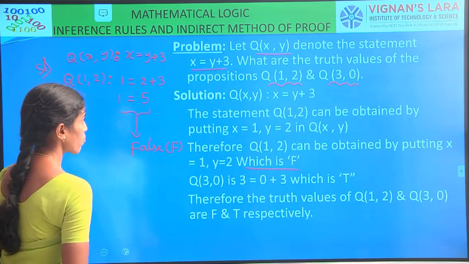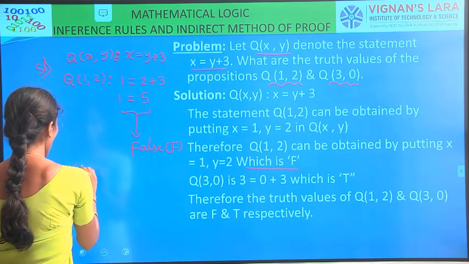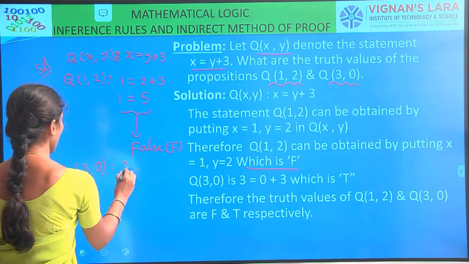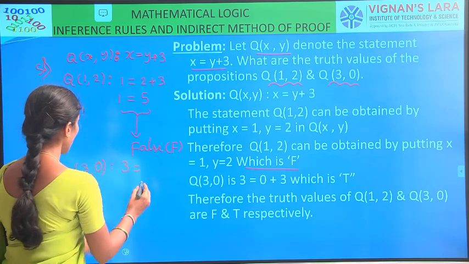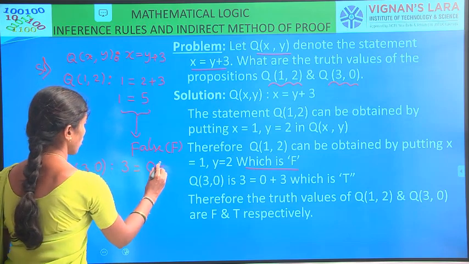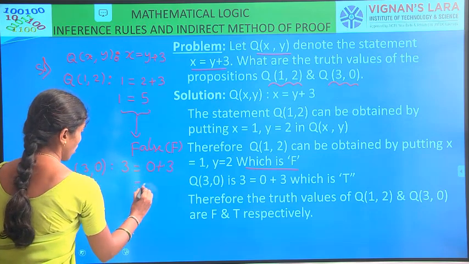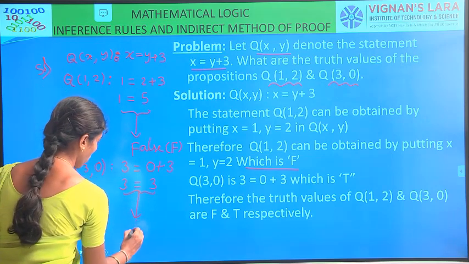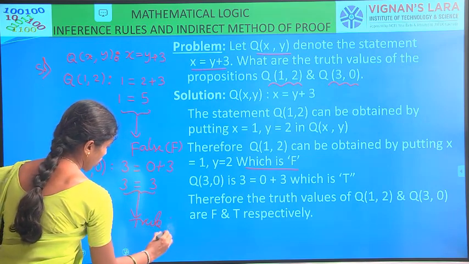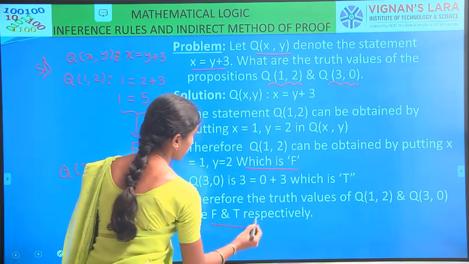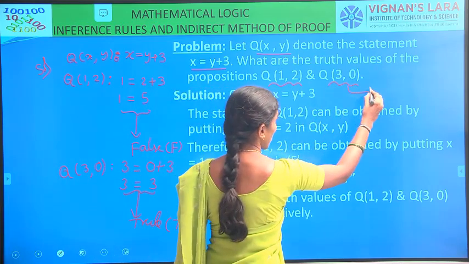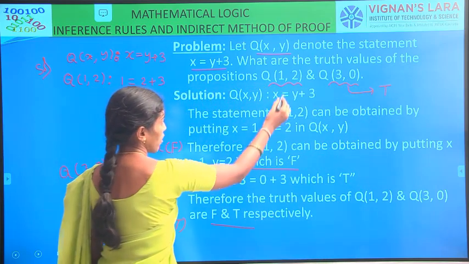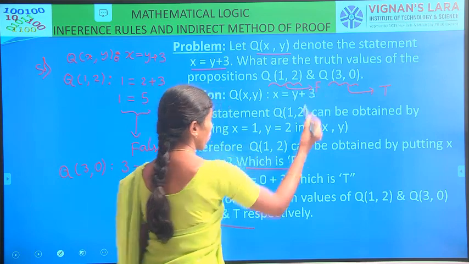Now coming to the next one. Q of 3 comma 0. Put x is equal to 3. So 3 is equal to the y value 0 plus 3. 3 is equal to 3, which leads to true. So the second one, Q of 3 comma 0, its truth value is true. The first one's truth value is false.